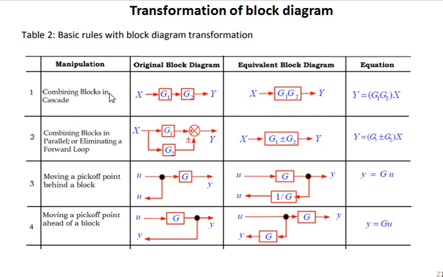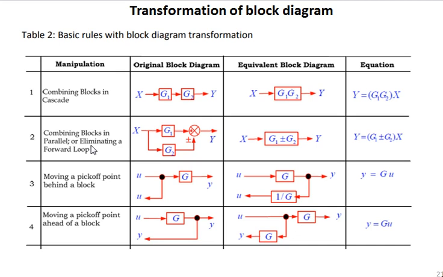As you can see, this column is the original block diagram. Cascade means series. So you have G1 and G2 in series position, and you can simplify by multiplying them. So G1 multiply G2.